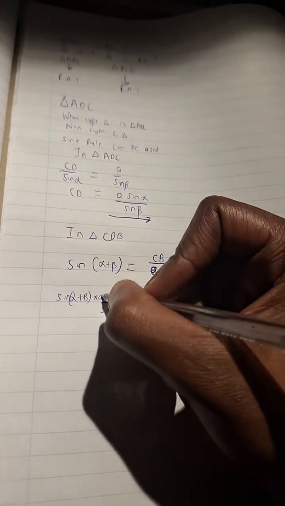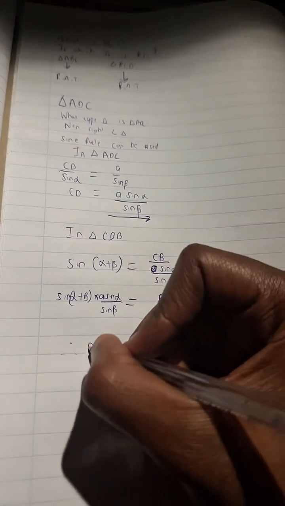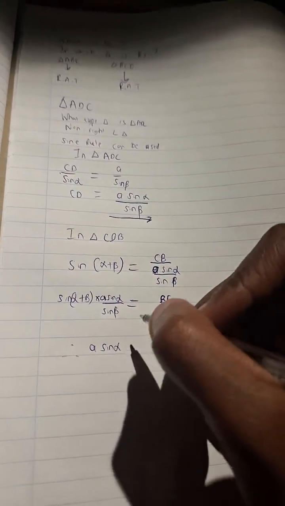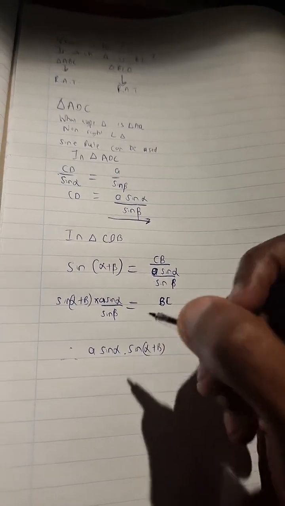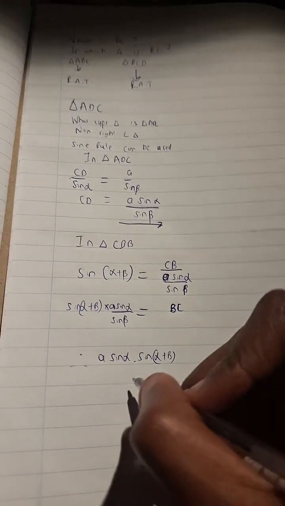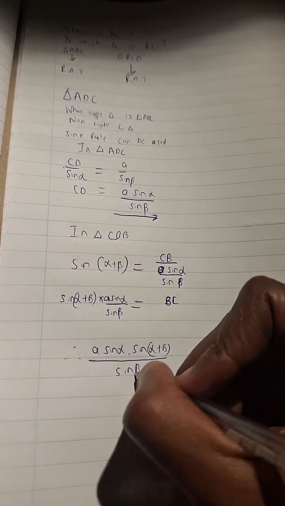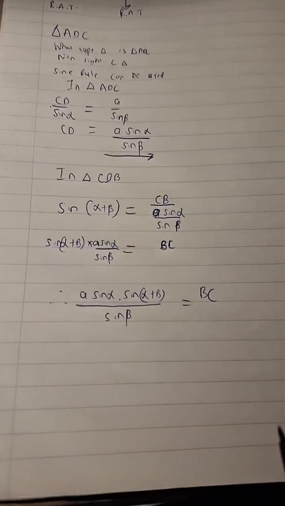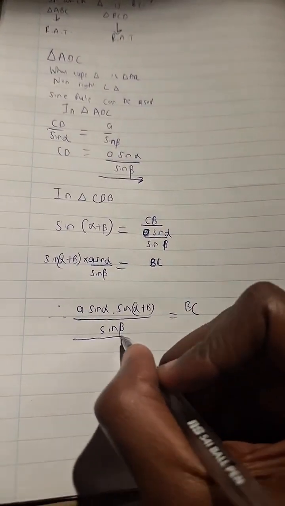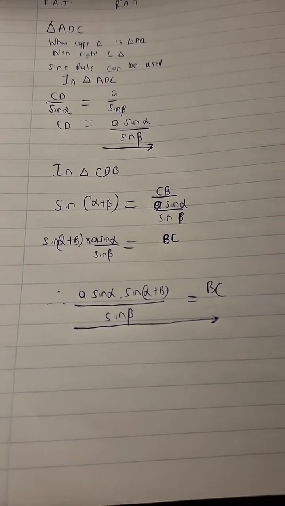Okay, so when I conclude, I can then say A sine alpha plus beta over sine of beta. That is BC. So that basically concludes my answer.